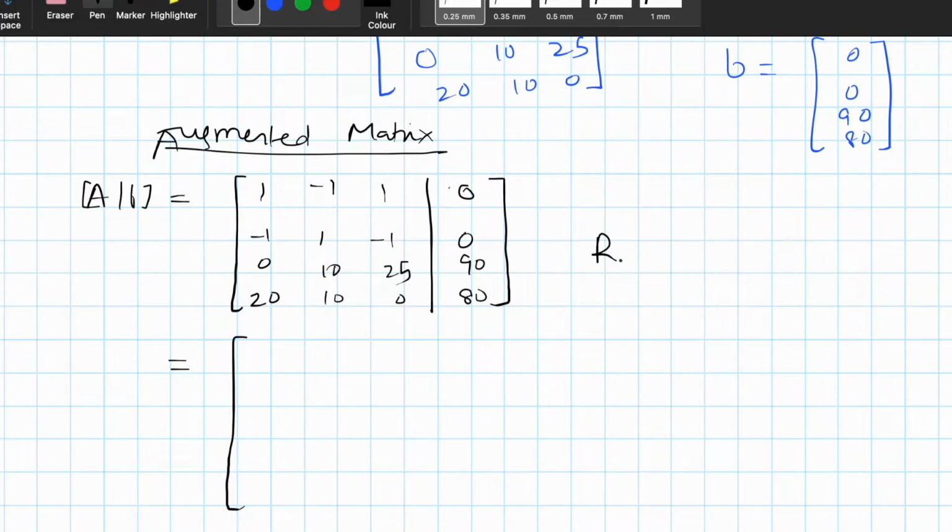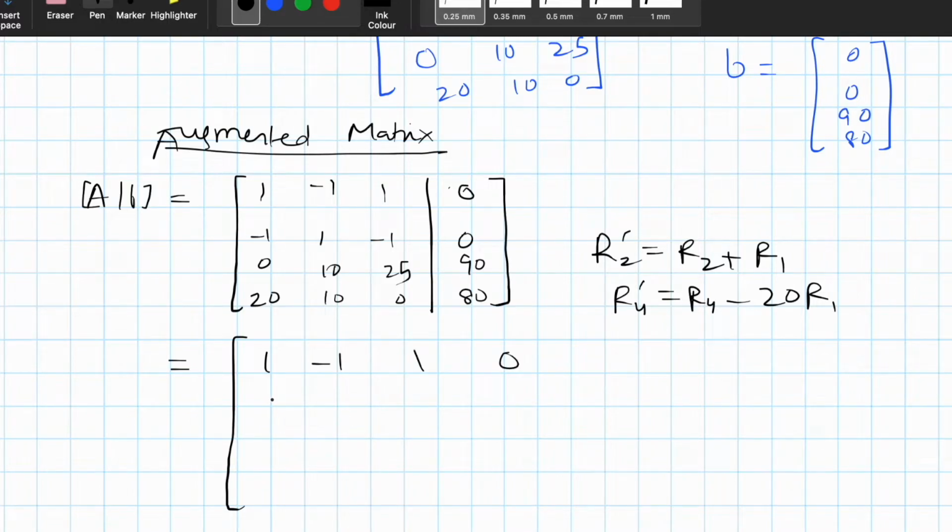As we learned previously, we write row 2 dash is equal to row 2 plus row 1, and row 4 dash is equal to row 4 minus 20 times row 1. So let's see what happens now. After performing these operations, we get 0 here. We just add, so this also becomes 0, this also becomes 0, this also becomes 0. This becomes 0, this becomes 10, this becomes 25, this becomes 30, the third row remains the same. For the fourth row, this becomes 0. So we multiply it by 20, and then this actually becomes 30 right here. This becomes minus 20, and this remains as 80.